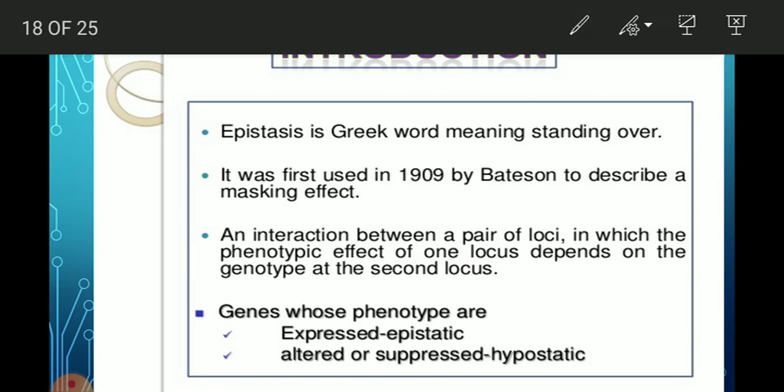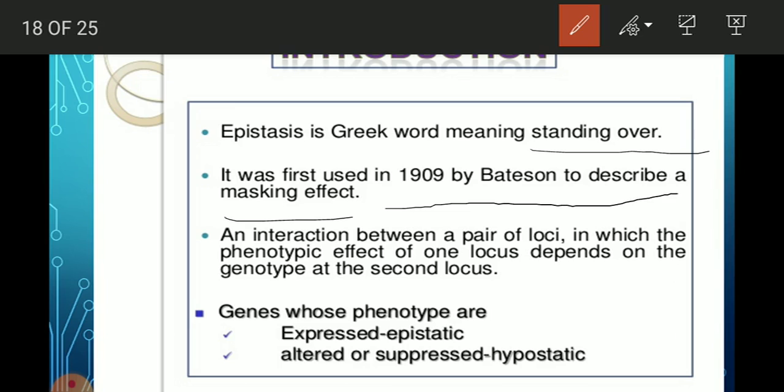So epistasis is a Greek word which means standing upon. It was first studied in 1909 by Bateson, who discovered the masking effect, where one gene located on one locus is masking the effect of the gene present on the other locus. How does it happen? It is an interaction between a pair of loci in which the phenotypic effect of one locus depends on the genotype at the second locus. We'll talk about it in the next slide.